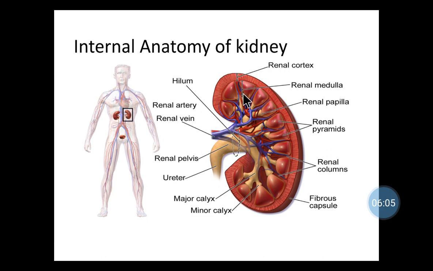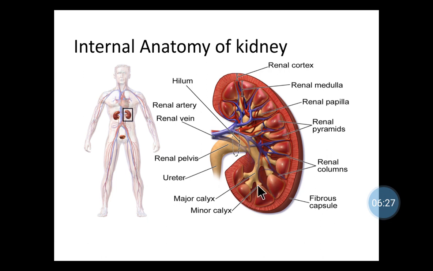Then this medulla is the innermost layer, consisting of pale conical shapes called pyramids. These are the pyramids. Then renal papilla. It is at the apex of the renal pyramid. Then these are the minor calyces.